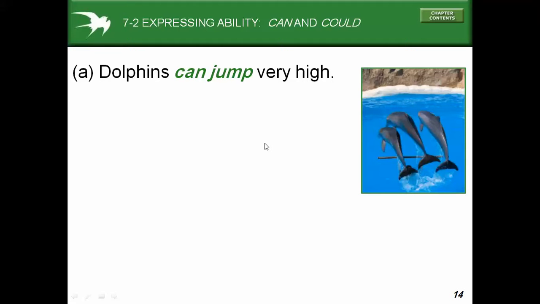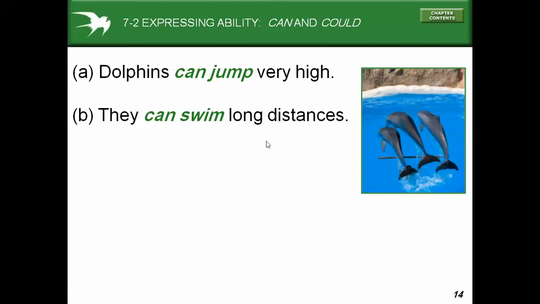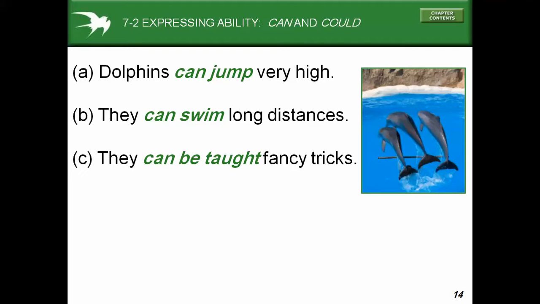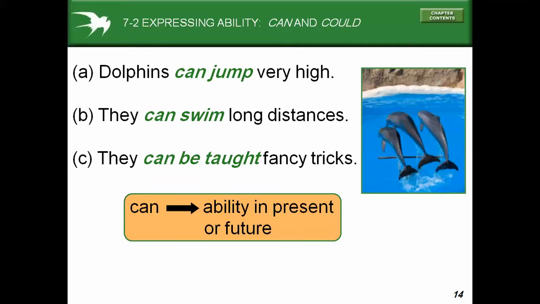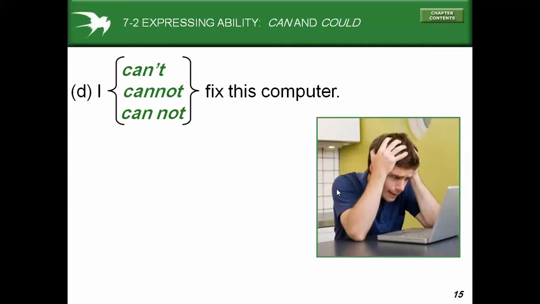Dolphins can jump very high. They can swim long distances. They can be taught fancy tricks. Can expresses ability in the present or future. I can't fix this computer. I cannot fix this computer. This is can or can't; can and could express ability.